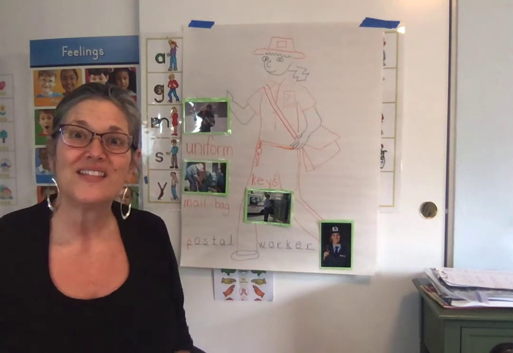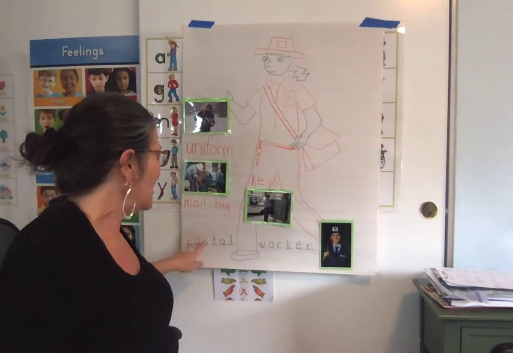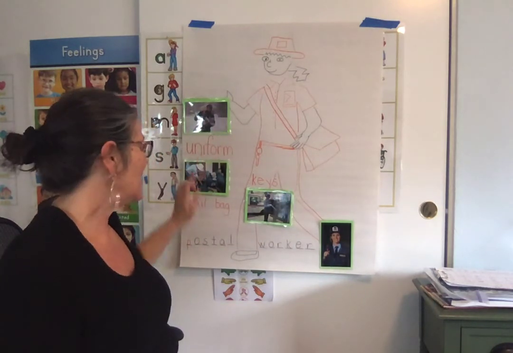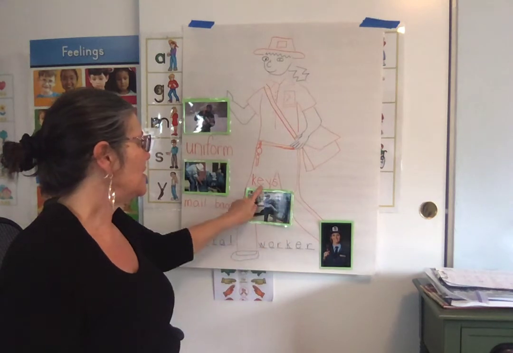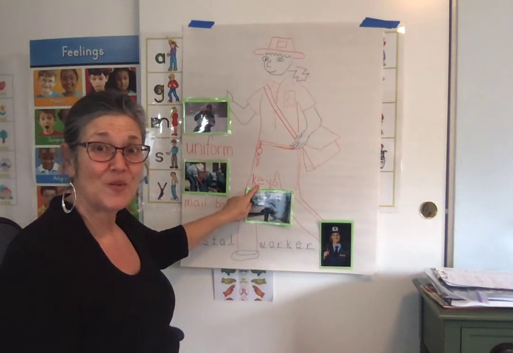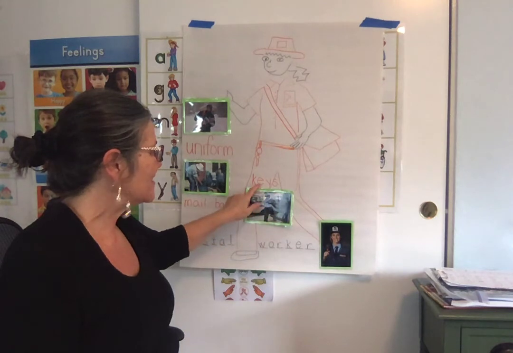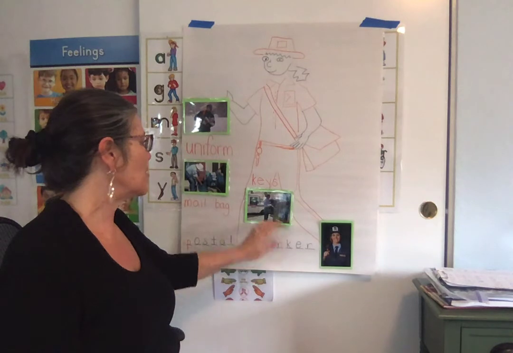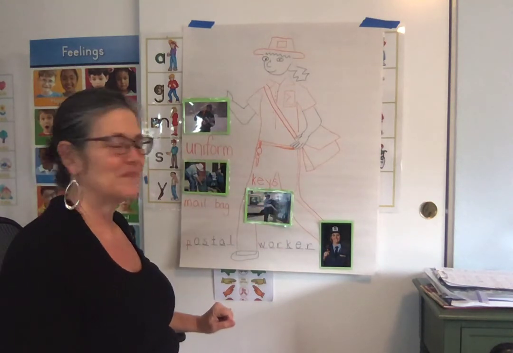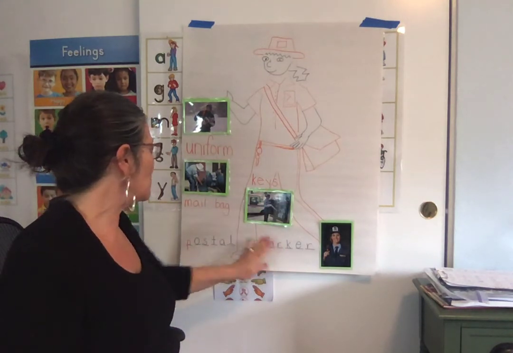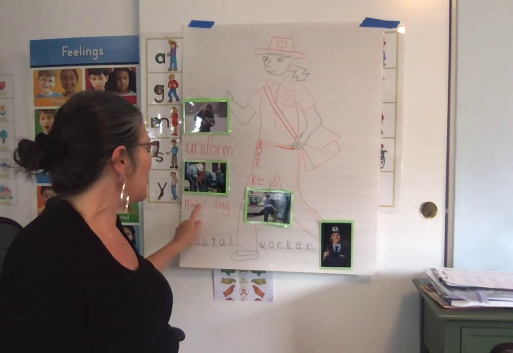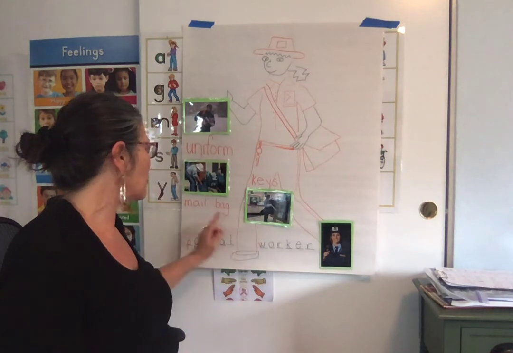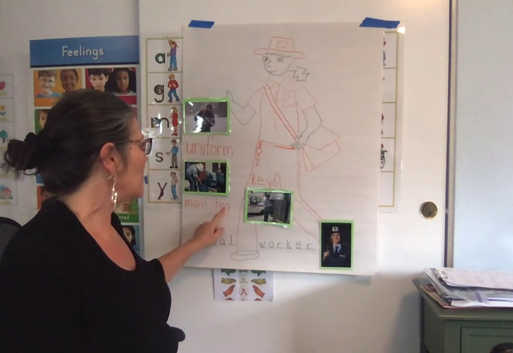So a postal worker wears a uniform. Ooh, I'll bet you could say that whole sentence too. A postal worker wears a uniform. A postal worker carries keys for the mailboxes. Your turn, friends. Let's try that one. Here we go. A postal worker carries keys. A postal worker uses a mail bag. Your turn, friends. A postal worker uses a mail bag.